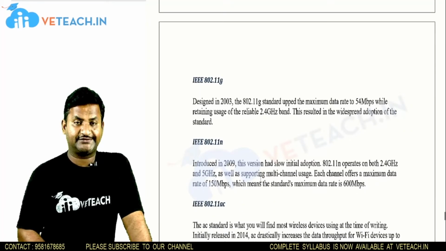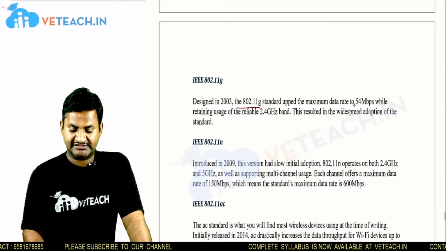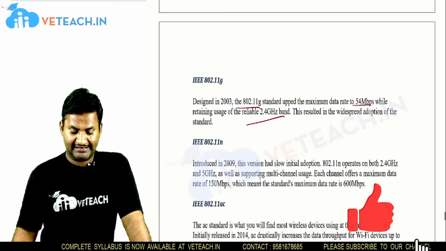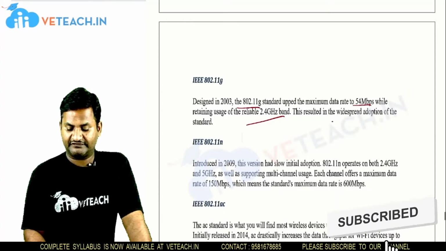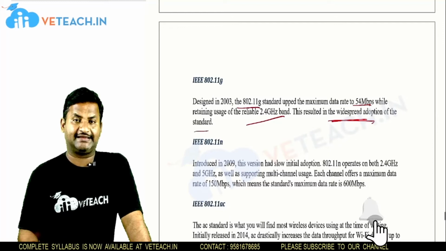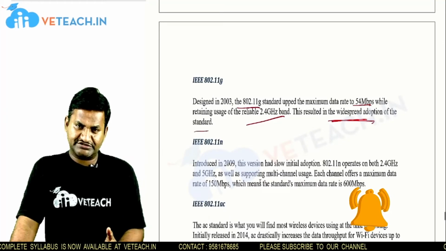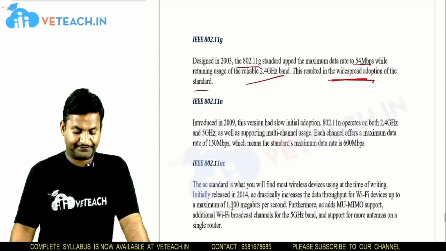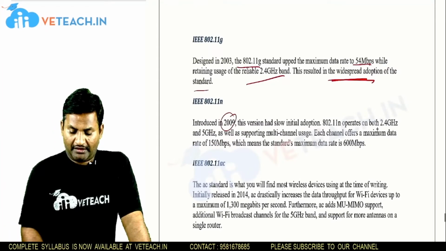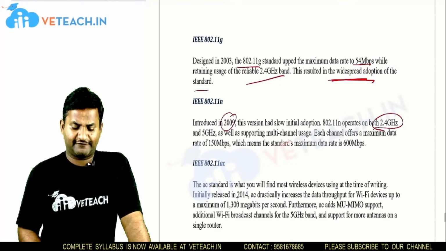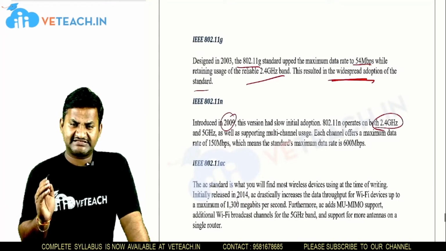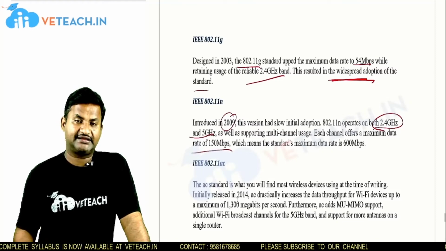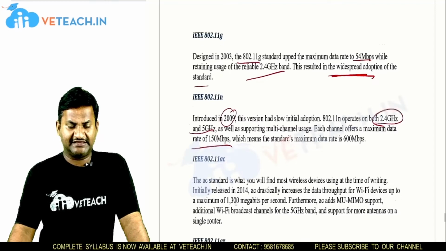Next, 802.11g, designed in 2003. The standard data rate is 54 Mbps, while the frequency band is 2.4 gigahertz, which is very reliable and resulted in widespread adoption of the standard. So there were modifications in the standard. The next one, IEEE 802.11n, also from 2009, has frequency spectrums of 2.4 and 5 gigahertz. The data rate is 150 Mbps, and the speed is very high.